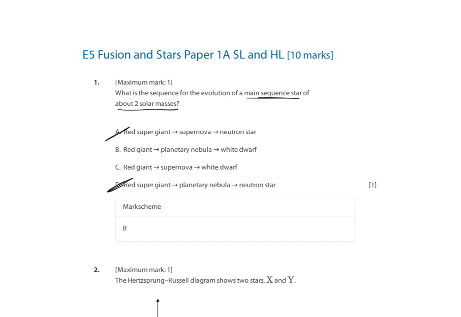A red giant tends not to go supernova, but if a star does go supernova, the whole thing explodes, right? So supernova does not go to white dwarf. There's nothing left after the supernova, so it can't be this one. This is the evolution: red giant, planetary nebula, white dwarf. I can illustrate how that works.